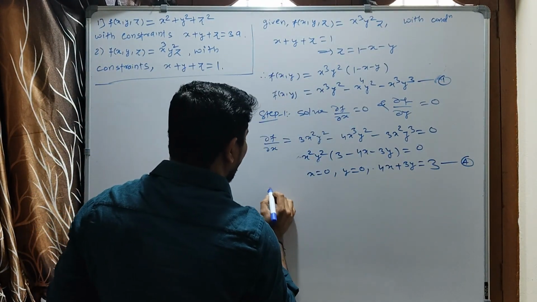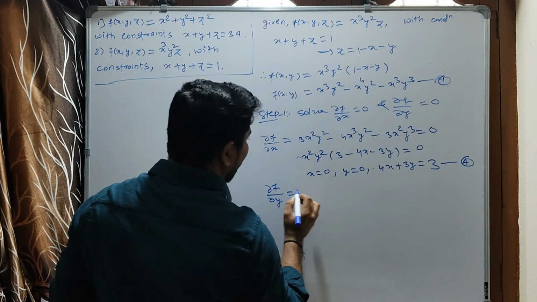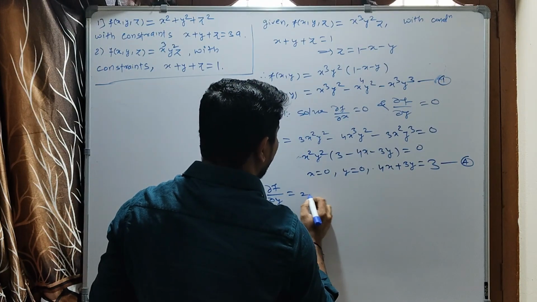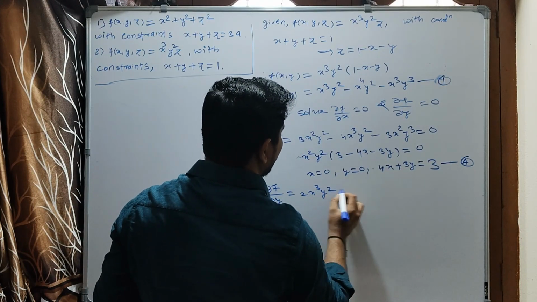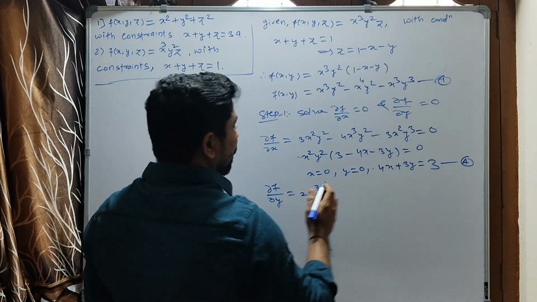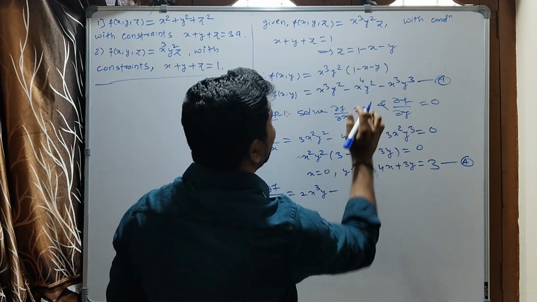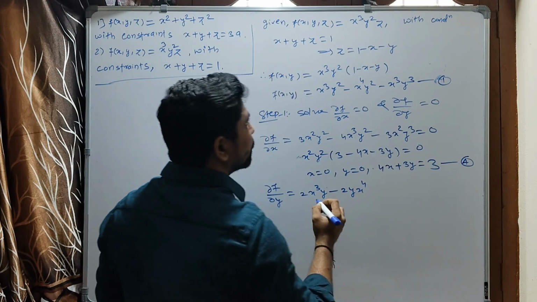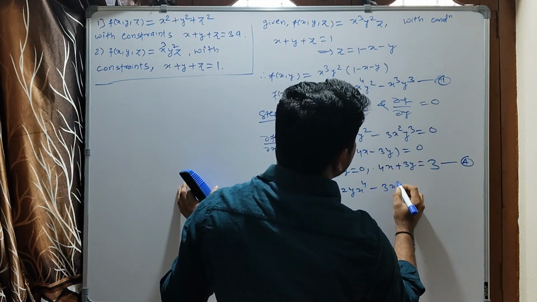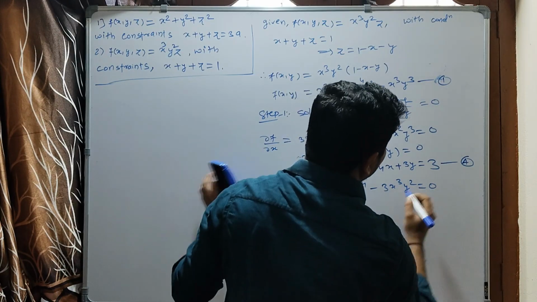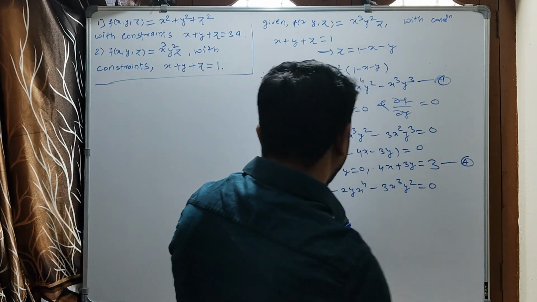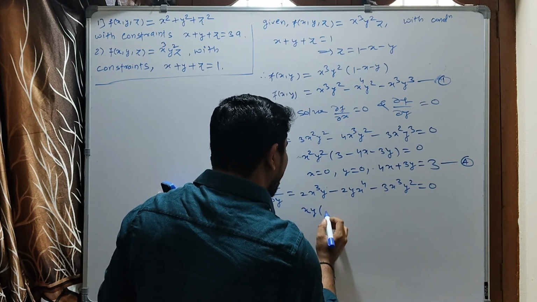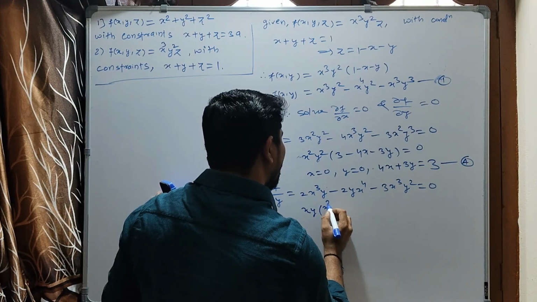Now I want to find dou f by dou y. So this is 2 times x cube y, minus 2 times y x power 4, minus 3 times x cube y square, which is equal to 0. Now from here I will take x and y common. So therefore this is x square.